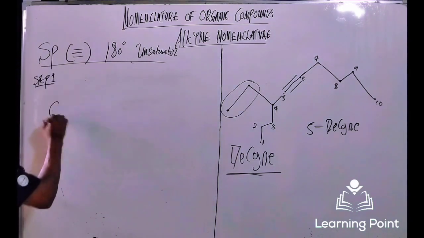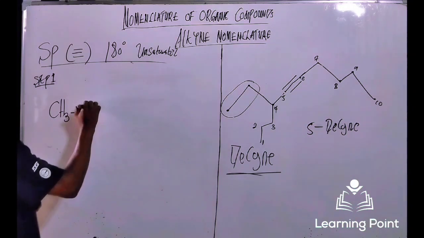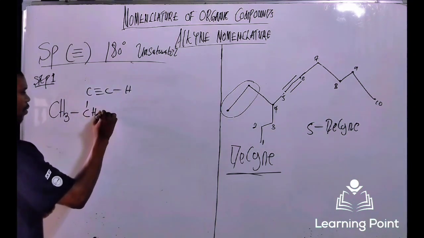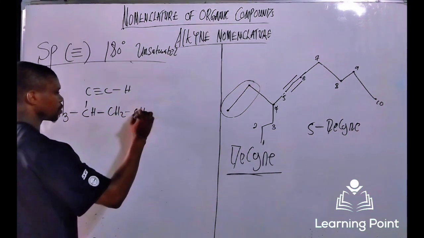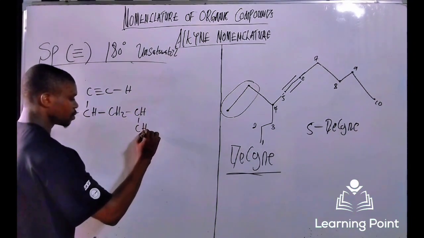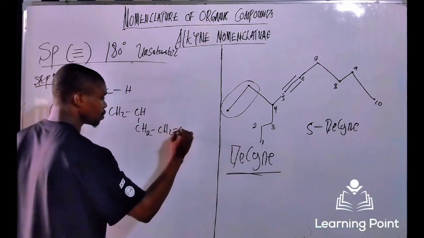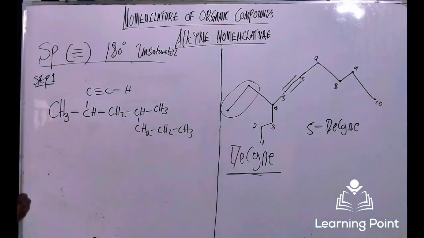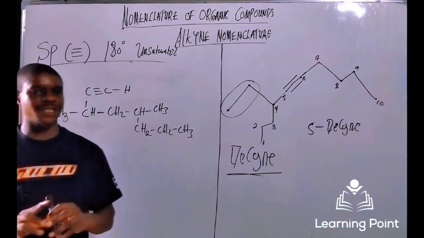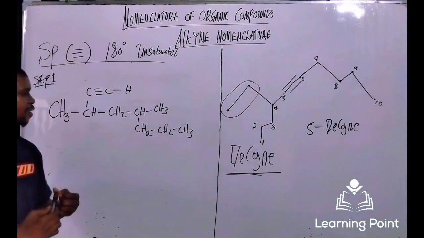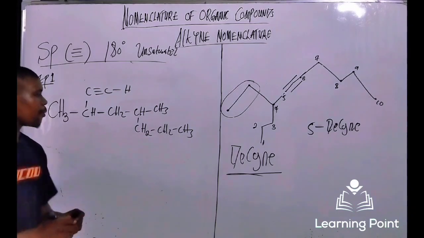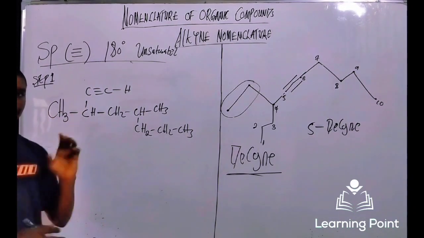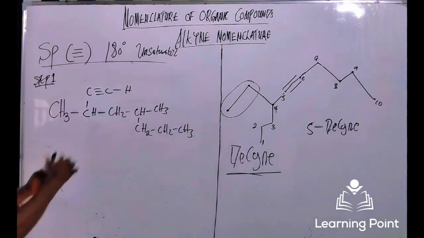So for example, here we have CH3, C. What will be the longest continuous carbon chain here? Please pay attention. What will be the longest continuous carbon chain at this point? Remember, here is my triple bond. I cannot count away from the triple bond. I must count into the triple bond. So here is my triple bond.